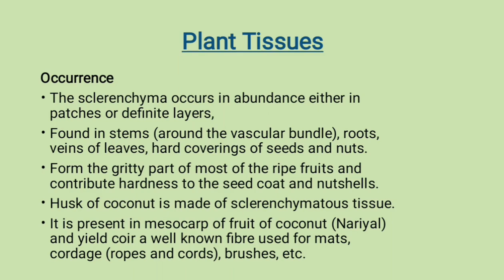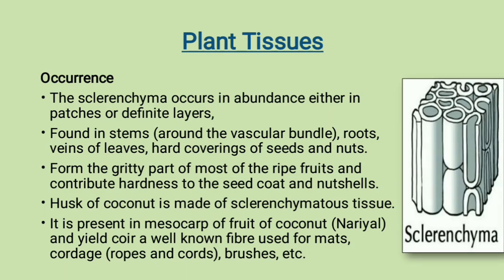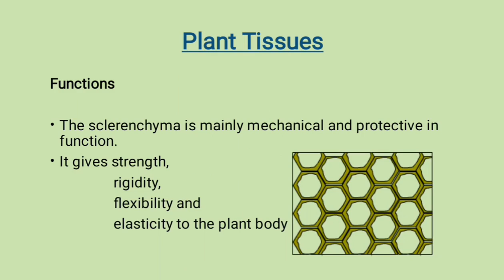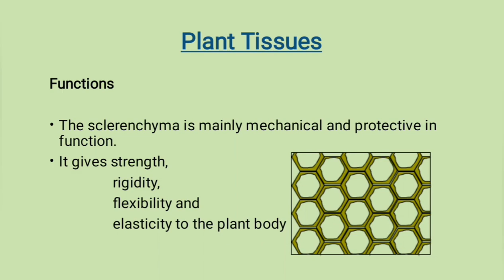Sclereids form a gritty part of most of the ripe fruits and contribute hardness to the seed coat and nut shells. Husk of coconut is made of sclerenchymatous tissues. It is present in mesocarp of fruit of coconut and yields coir, a well-known fiber. The paint brushes or the toothbrushes which you use, which do not use plastics in them, most of them are made up of sclerenchymatous tissues. And the hard covering of plant parts are also made up of sclerenchymatous tissues. The sclerenchyma is mainly mechanical and protective in function. It gives strength, rigidity, flexibility and elasticity to the plant body. Now here the simple type of permanent tissues has been completed.